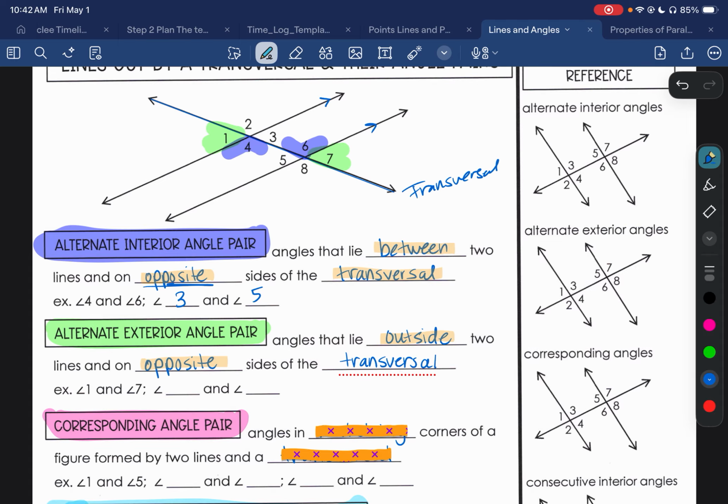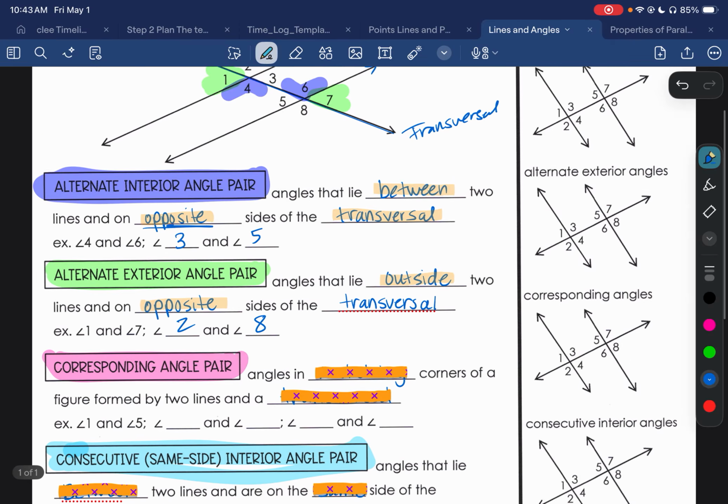Those are also going to be congruent, meaning whatever this value is, when we find out, for example, let's say this was 30 degrees, this one will also be 30 degrees. But you don't need to worry about that right now. I'm just letting you know. That's what we call alternate exterior. If that is a pair, where else do you see a pair that's alternate exterior? 2 and 8. Those are two alternate exterior angles.